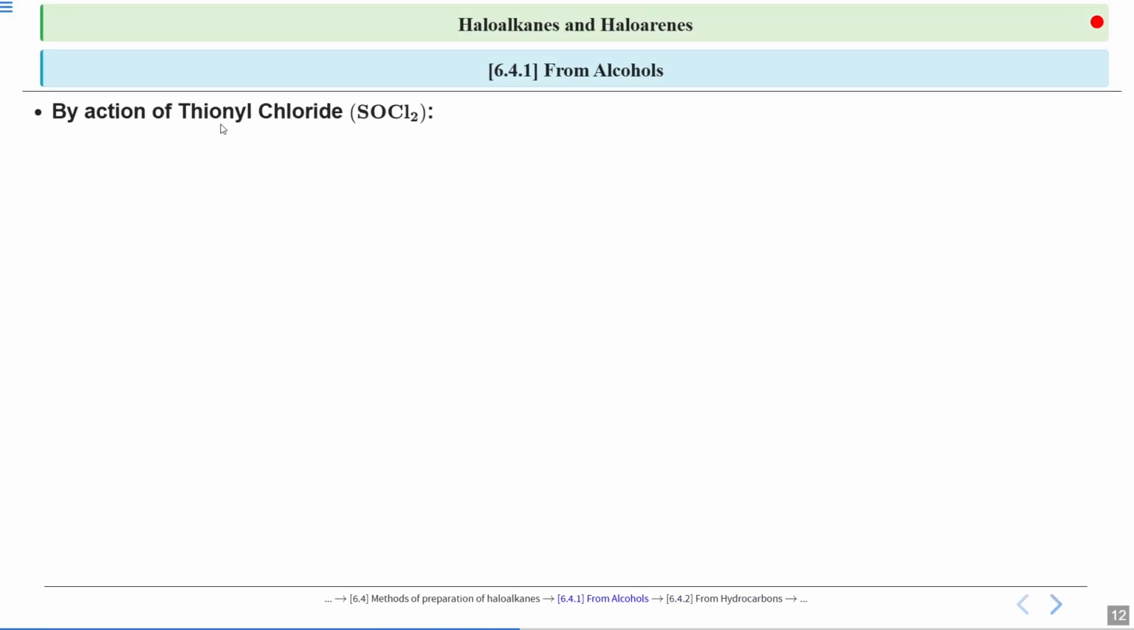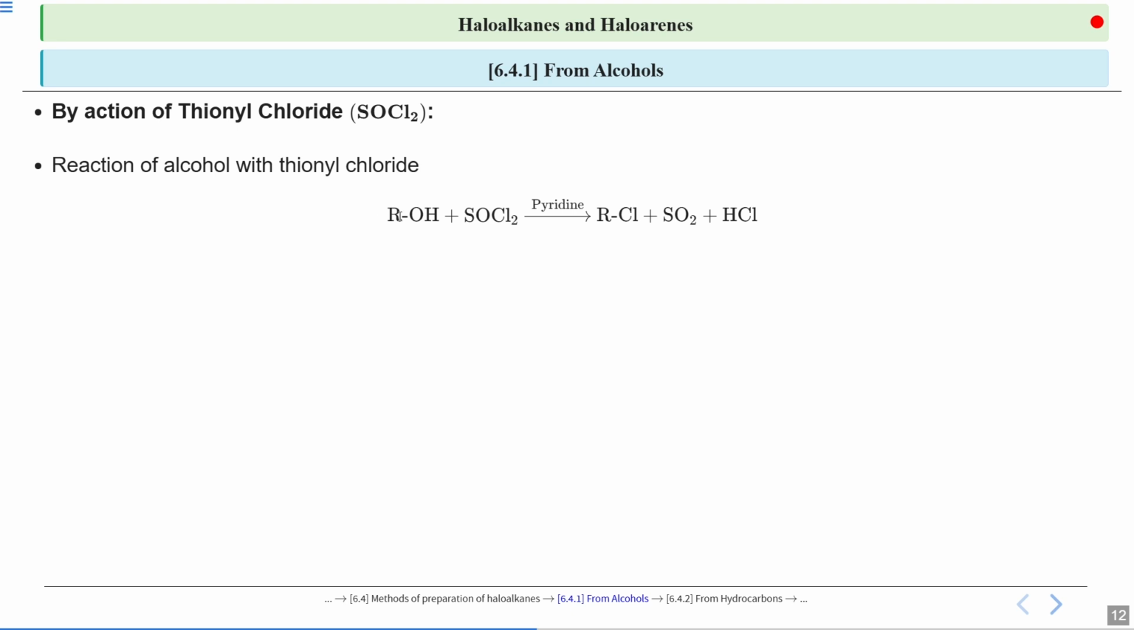By the action of thionyl chloride. Now this is another method by which you can prepare haloalkanes from alcohols. Reaction of alcohol with thionyl chloride, SOCl2. So when alcohol reacts with SOCl2 in the presence of pyridine, you get RCl, that is alkyl chloride, and SO2 and HCl as side products.